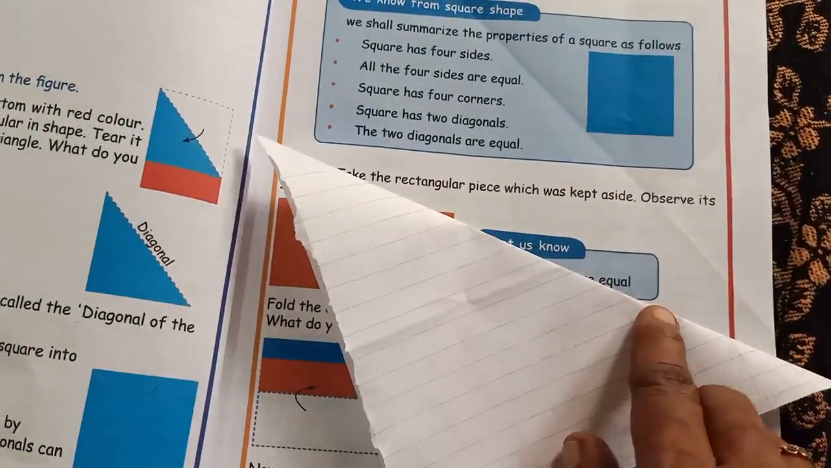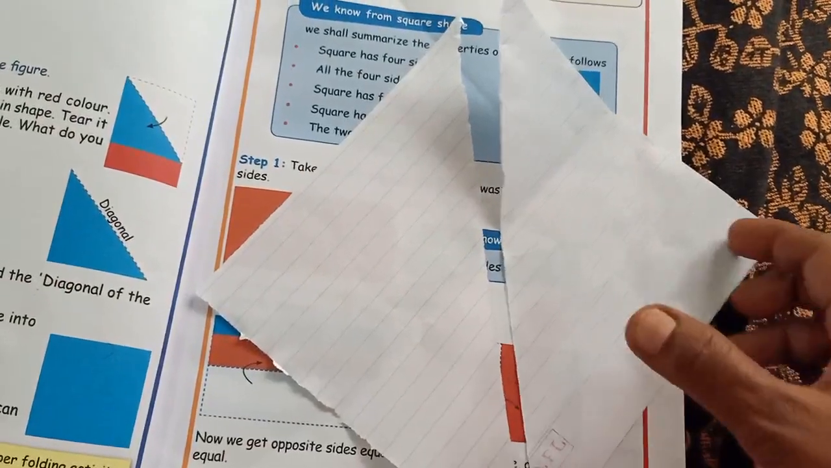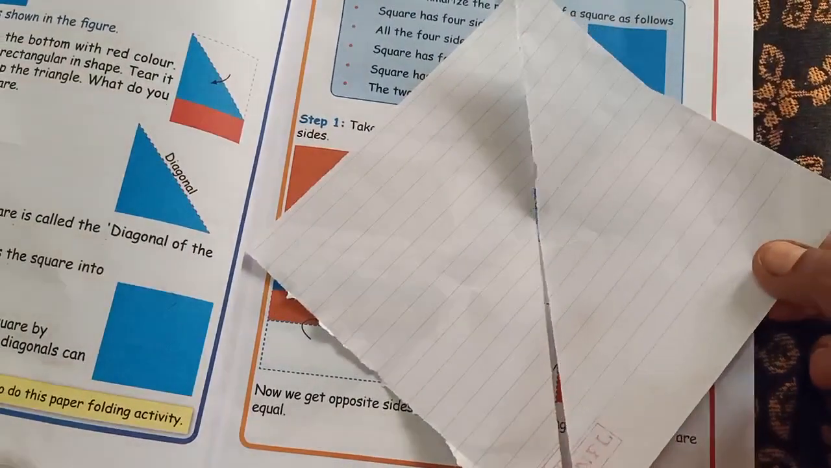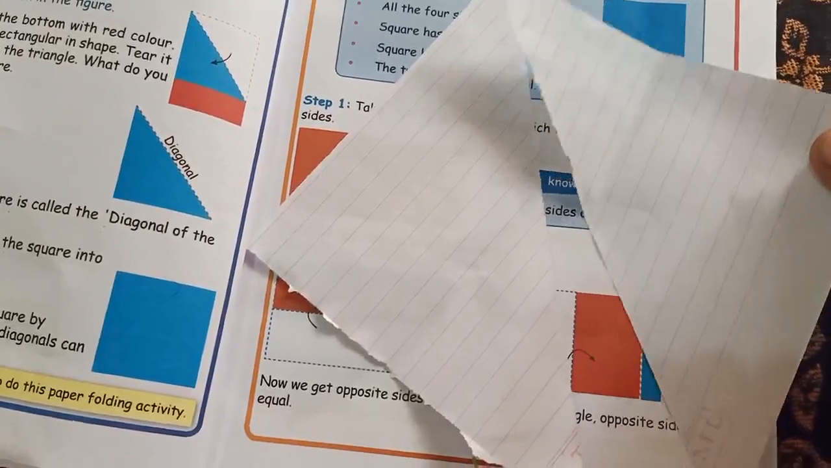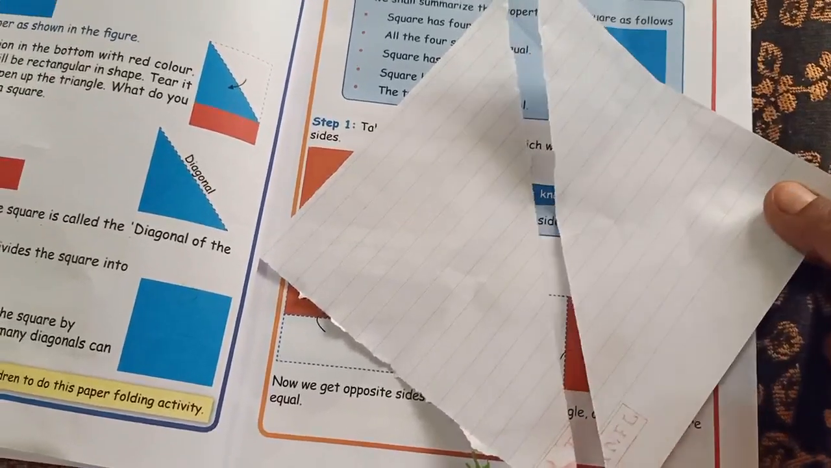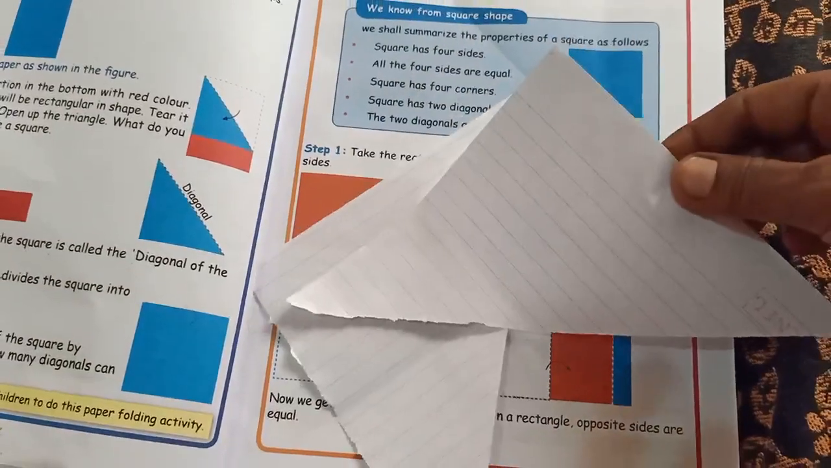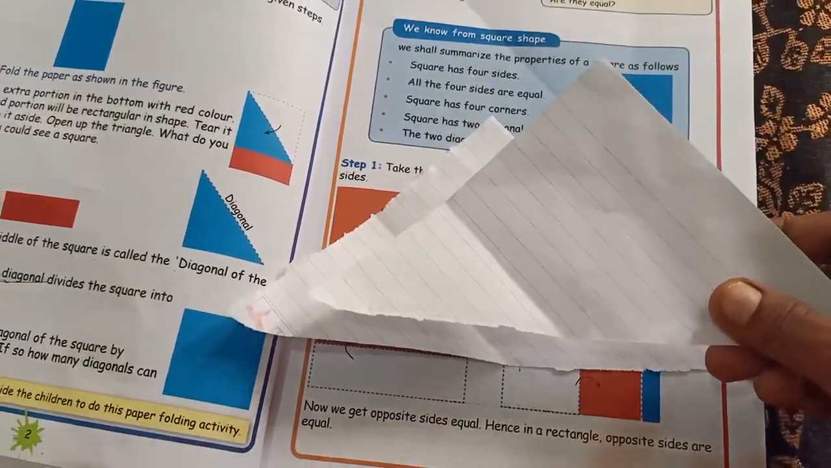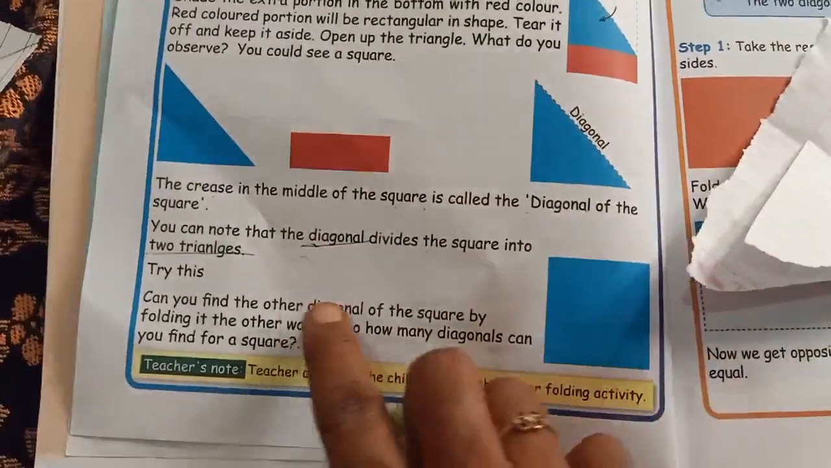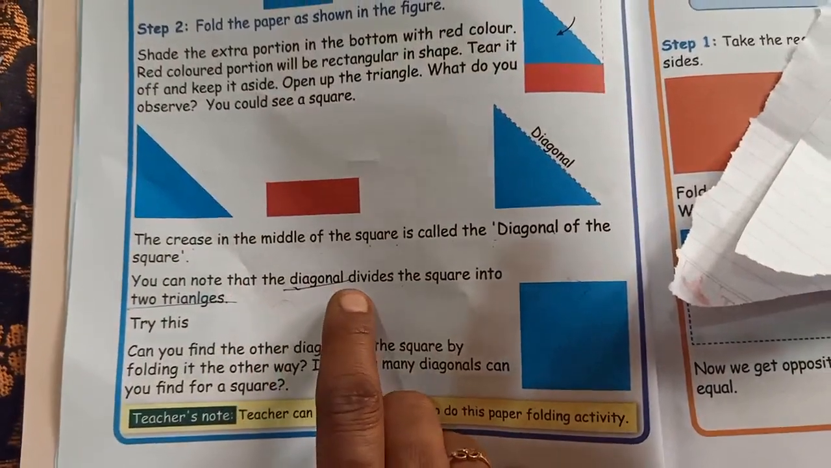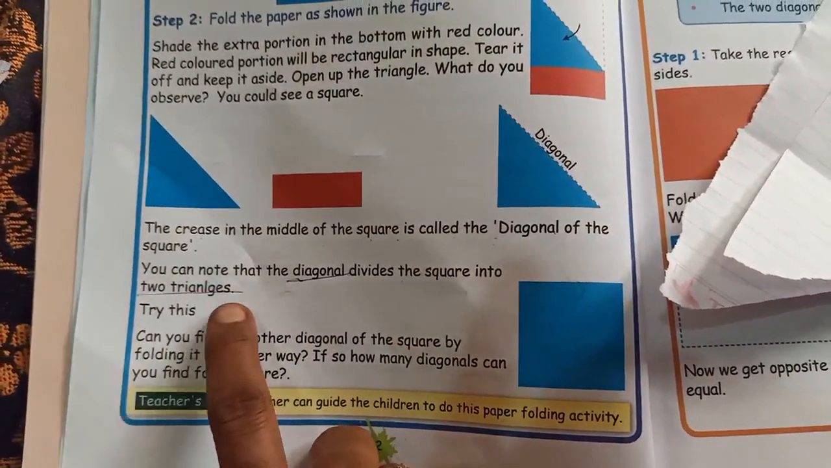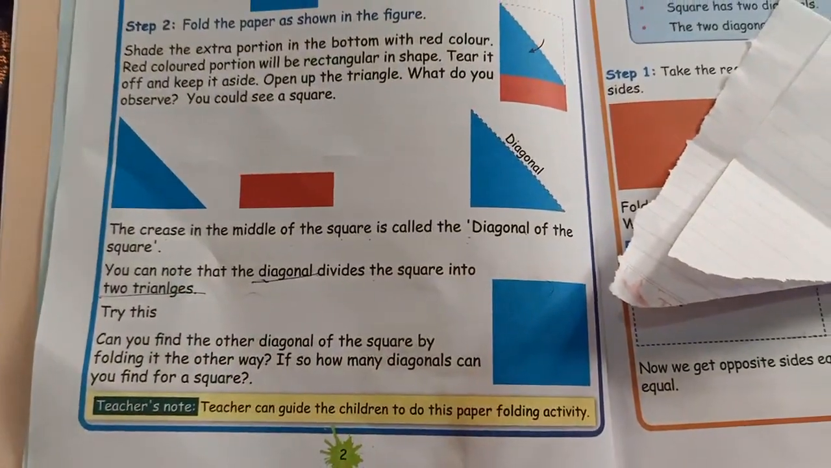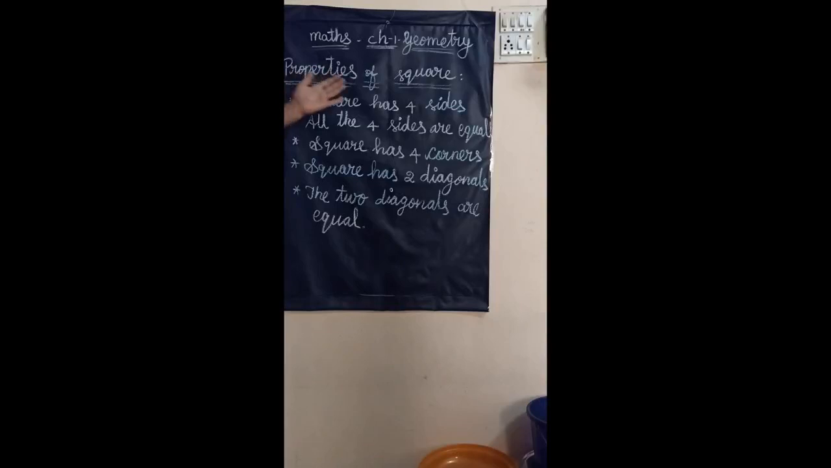Now fold and tear this part. So how many triangles does one diagonal divide this square into? Two triangles. This one diagonal, I tear along it. Now how many triangles will you get? Two triangles. This one triangle, this one triangle. So this is the meaning of this line: you can note that the diagonal divides the square into two triangles. How many triangles does one diagonal divide the square into? Two triangles.